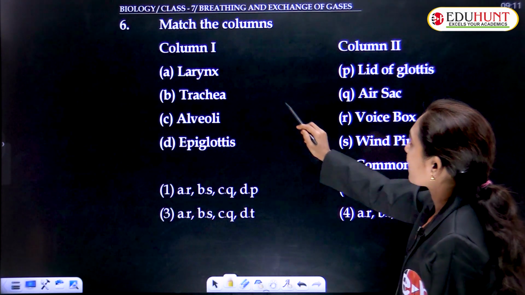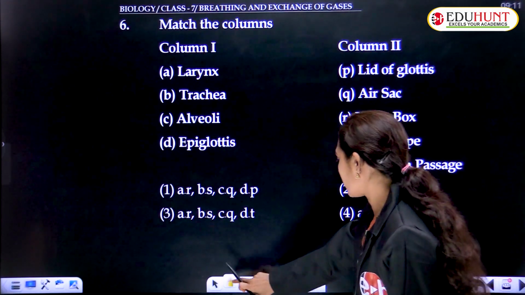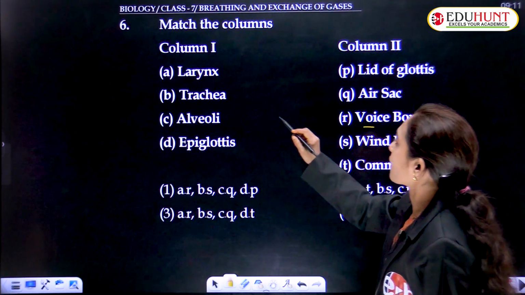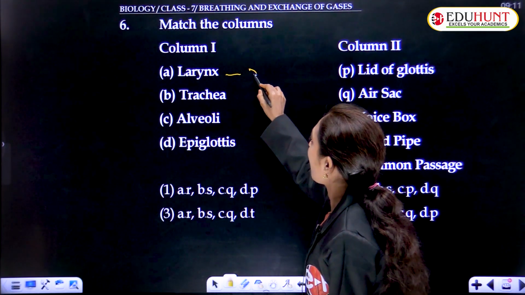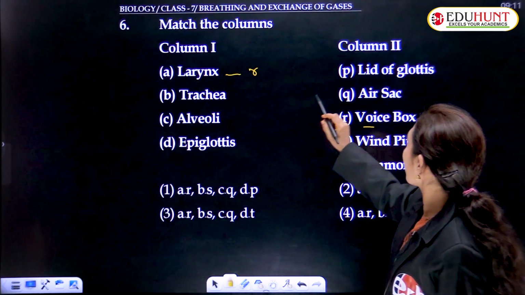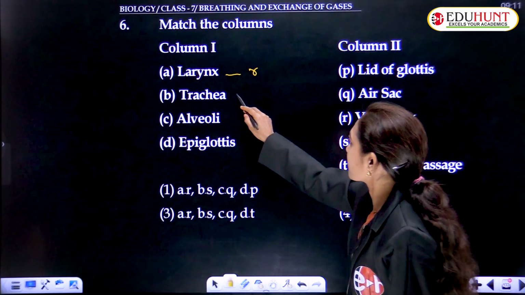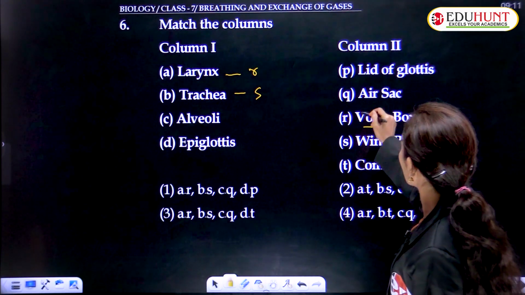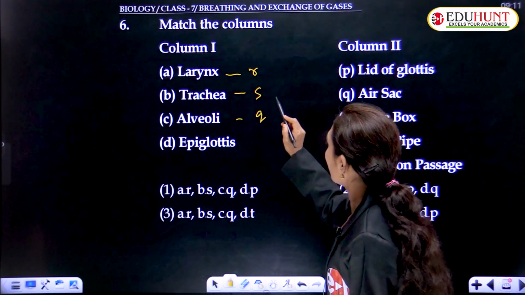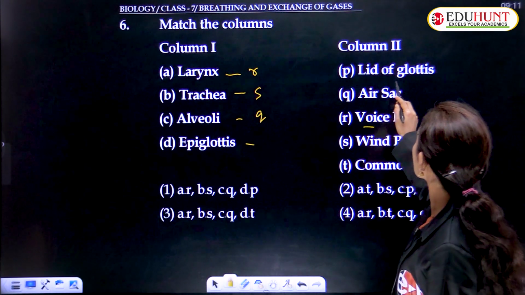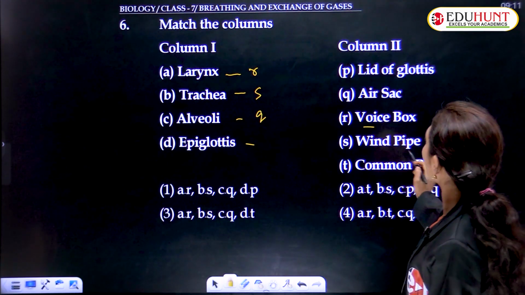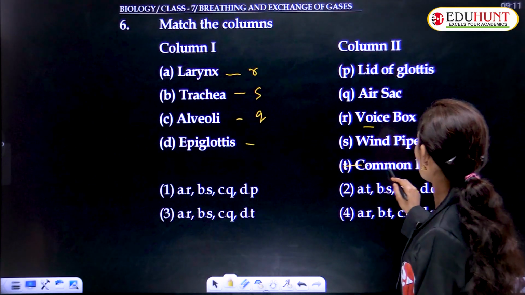Larynx, we know that larynx is the voice box. Ekkadundi voice box? R. So larynx R. Trachea is the windpipe. Yes, it is the windpipe. Alveoli are the air sacs. So Q. And epiglottis, it is the lid of the glottis. Inkemundi common passage. So రెండిట్లో దేన్ని ఎలిమినేట్ చేస్తాము?